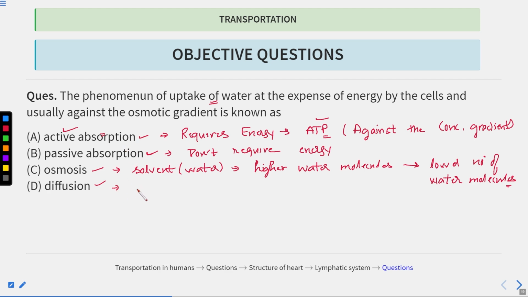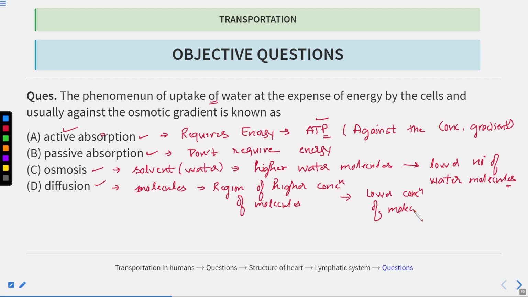Now what is diffusion? Diffusion is the movement of the molecules from a region of higher concentration of the molecules towards the region of lower concentration of the molecules. And here there is no requirement of a semi-permeable membrane.